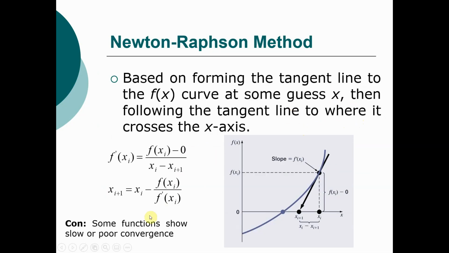Okay, so this is again showing the formula for the iterations of the Newton-Raphson method. The disadvantage of this is that for some functions it shows slow or poor convergence, or it might not converge to the root that we want, based on the initial guess for your x0.